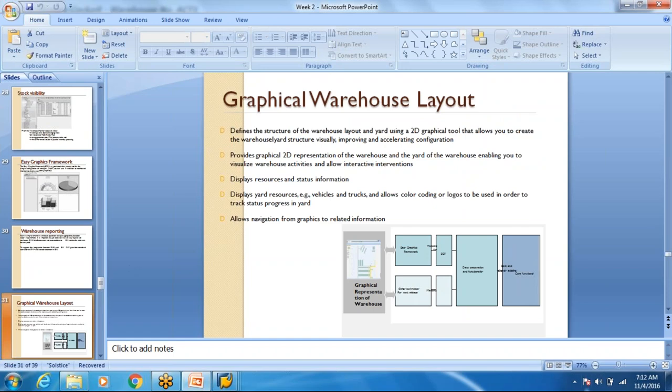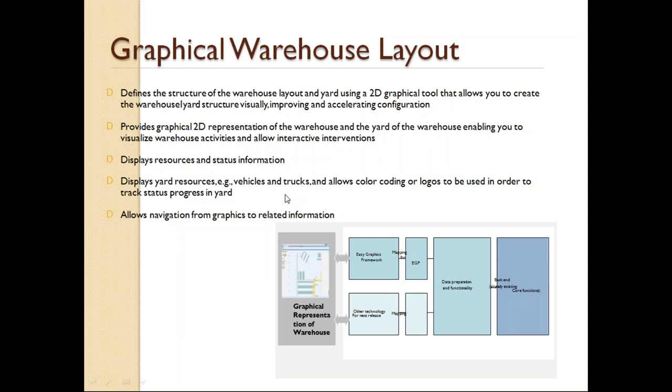Let's go to the next monitoring possibility that we have in EWM. We did the easy graphical framework, so the next one is the graphical warehouse layout. Okay. I showed you high level how warehouses look. But if you are going into a detailed implementation where you are putting exact coordinates for your bins and tracking each and every coordinate, and resources, calculating how much time it will take, what the distance is, and all those things.